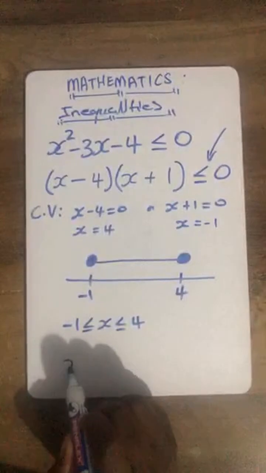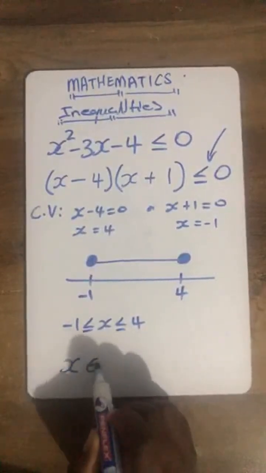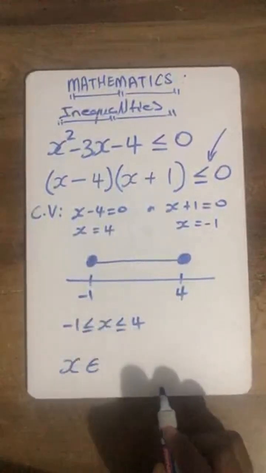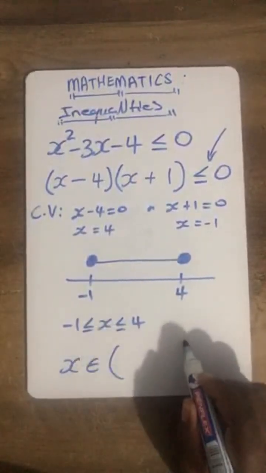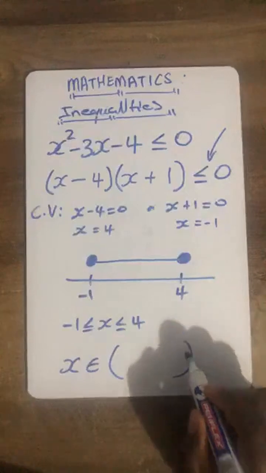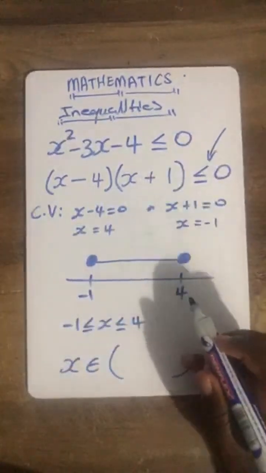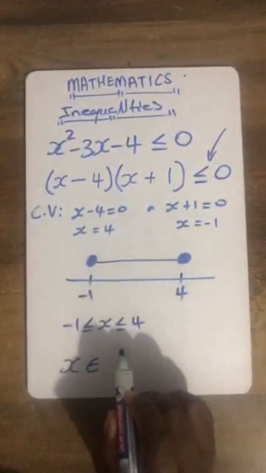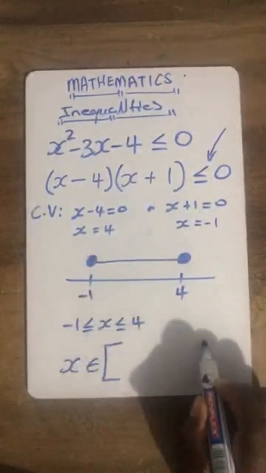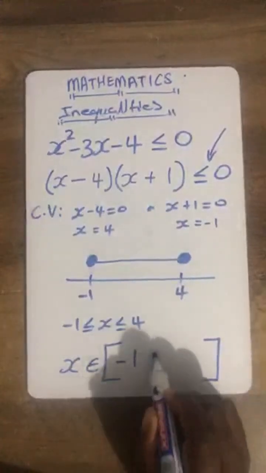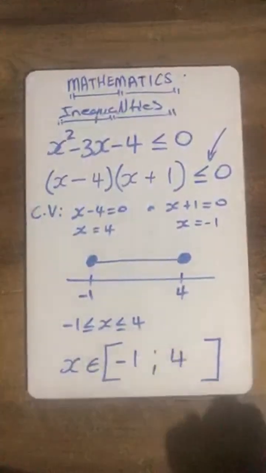If you guys remember, I said you can still say x is an element of, but because it's less or equals to, you don't use these round brackets. You only do this if it's just a less than there. But because it is less than or equals to, you use the square brackets. So you can just say negative 1 and then 4.